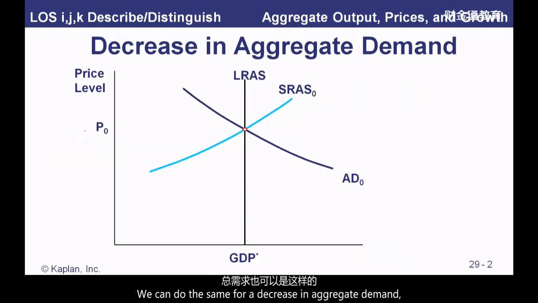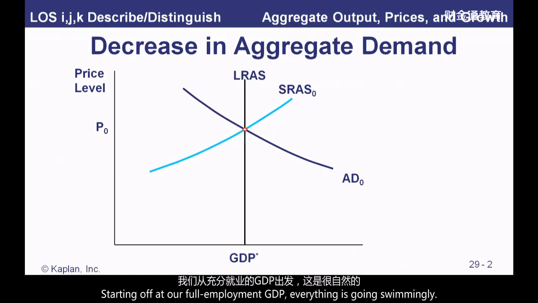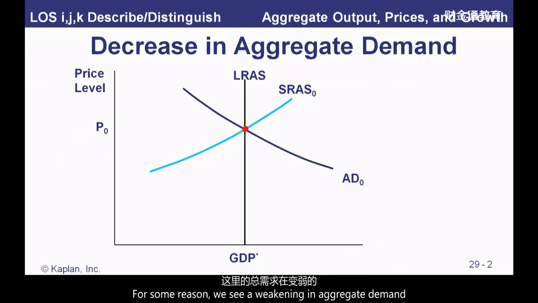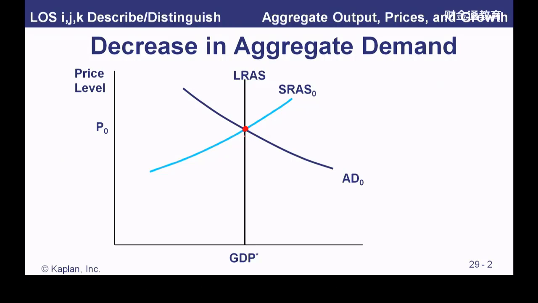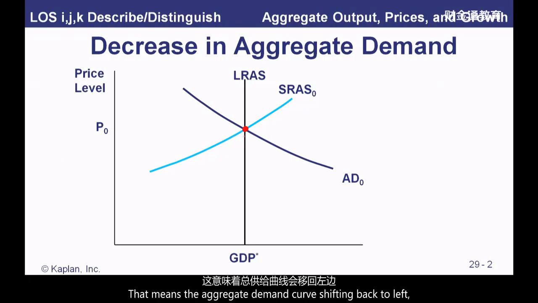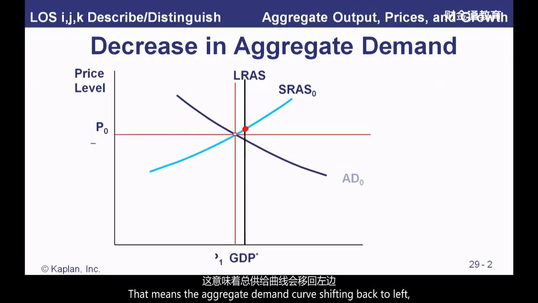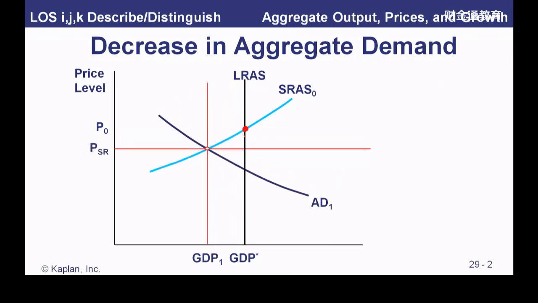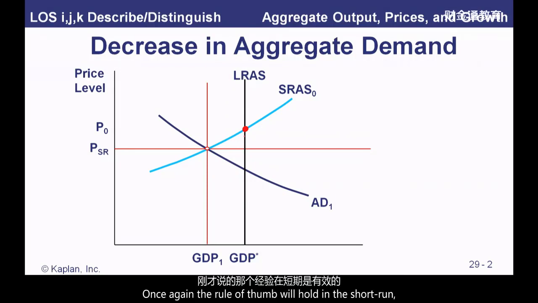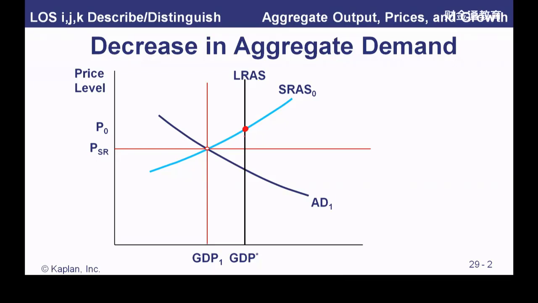We can do the same for a decrease in aggregate demand. Starting at our full employment GDP, everything's going swimmingly. For some reason, we see a weakening in aggregate demand. That means the aggregate demand curve shifting back to the left. So lower demand at every price level. Once again, the rule of thumb will hold in the short run.